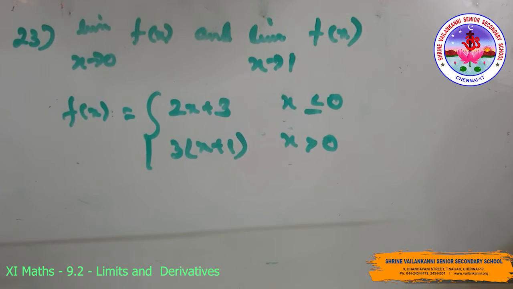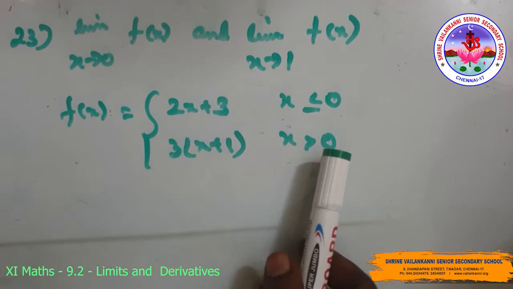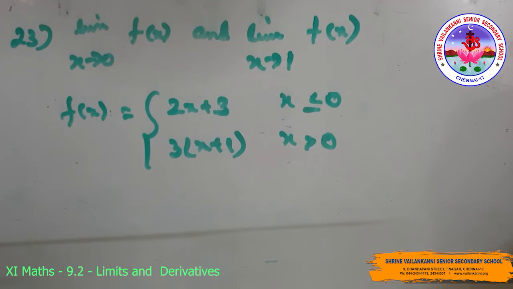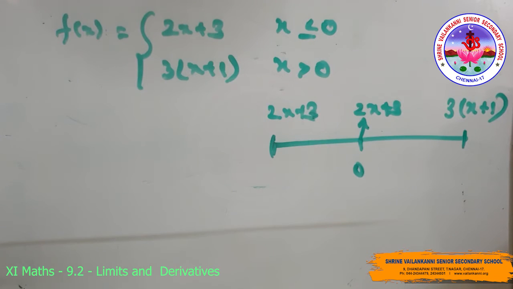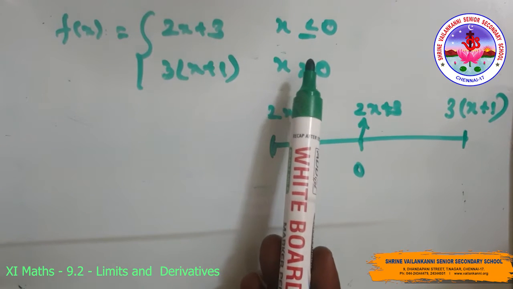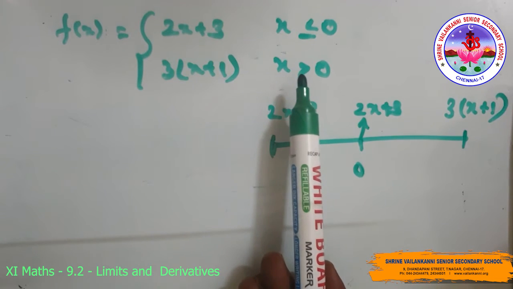23rd question. Find limit x tends to 0 f of x and limit x tends to 1 f of x, where f of x equal to 2x plus 3 when x is less than or equal to 0 and 3 into x plus 1 when x is greater than 0. The given function is f of x, which is equal to 2x plus 3, x is less than or equal to 0, 3 into x plus 1 when x is greater than 0.